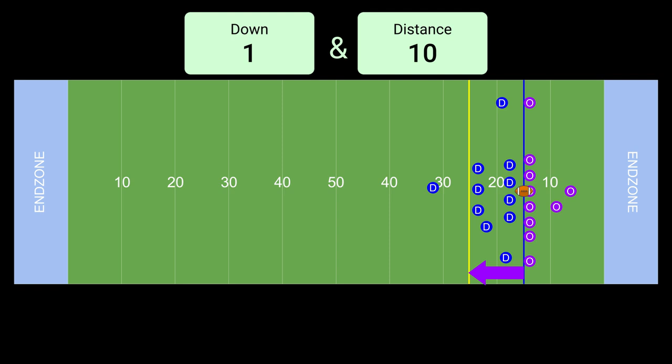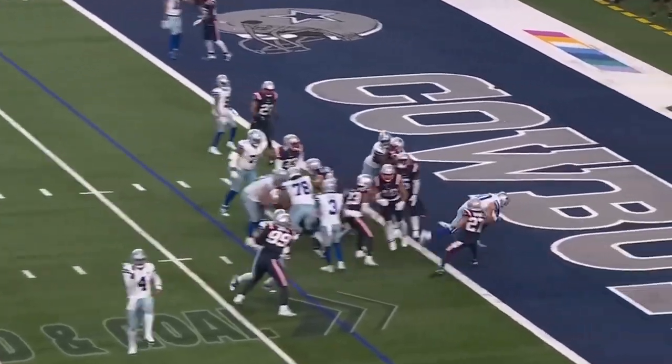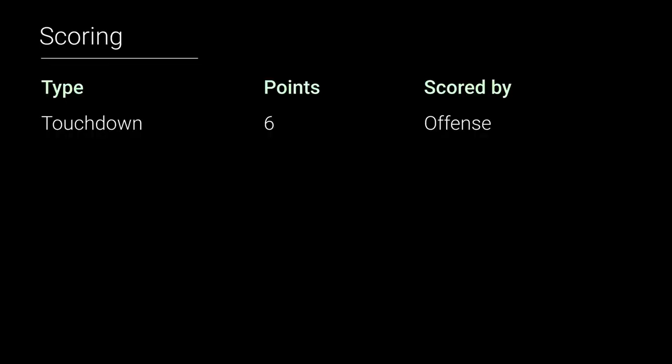So how do we score points? Well, the first way to score points is by scoring a touchdown. A player can run the ball into the end zone or catch a ball in the end zone to get a touchdown. A touchdown is worth 6 points, but after scoring a touchdown, a team has the opportunity to get either 1 extra point or 2 extra points. So you can get up to 8 points from scoring a touchdown.